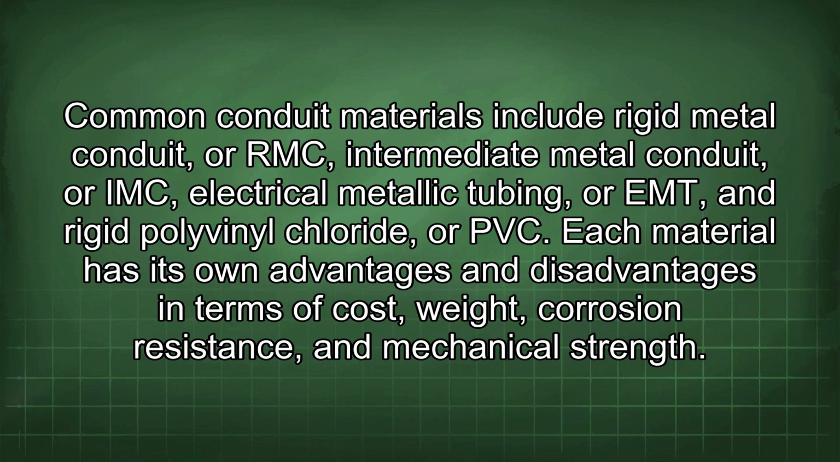Common conduit materials include rigid metal conduit, or RMC, intermediate metal conduit, or IMC, electrical metallic tubing, or EMT, and rigid polyvinyl chloride, or PVC. Each material has its own advantages and disadvantages in terms of cost, weight, corrosion resistance, and mechanical strength.